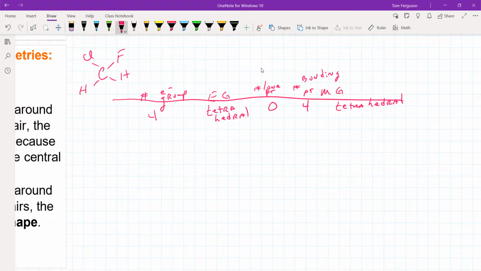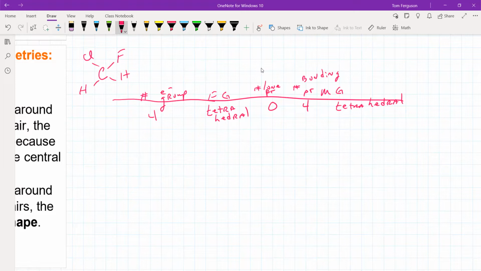So if we looked at a microscope at that molecule there, it would look like a tetrahedral. Remember, you can't see the non-bonding electrons. You only see what's bonded to it. But what determines the molecular geometry is the electronic geometry. That's why you need to determine it first.